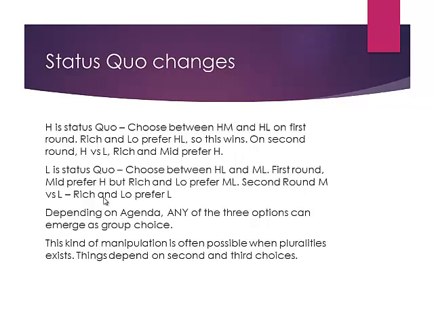So this kind of manipulation is often possible when pluralities exist. Things depend on the second and third. You see, it's not my top preference which determines what's happening. It's my choice between my second and third preference and how that is behaving.